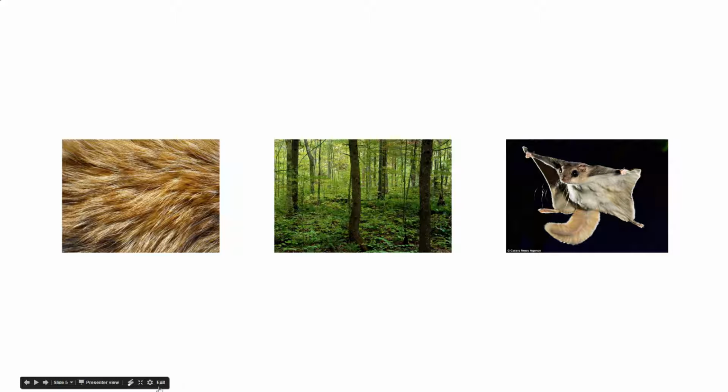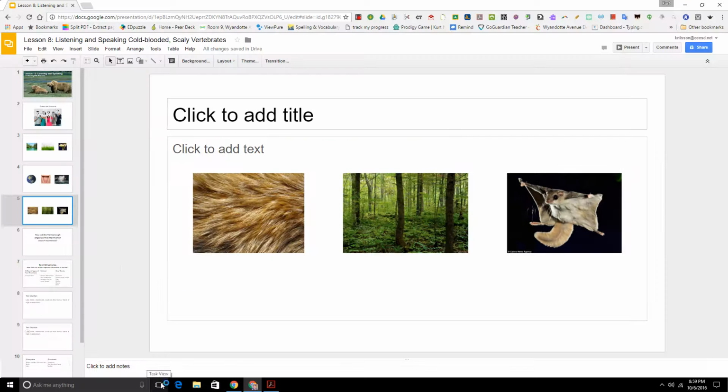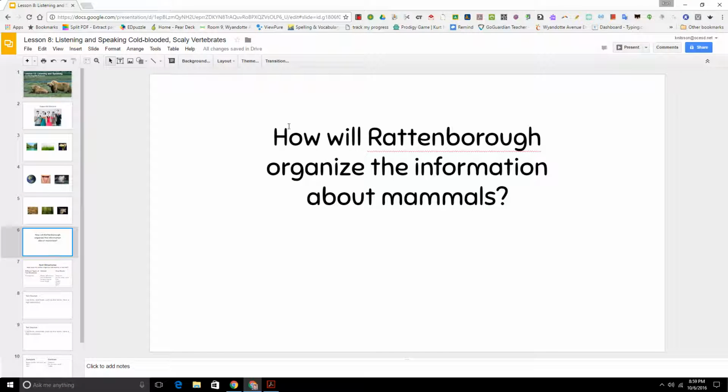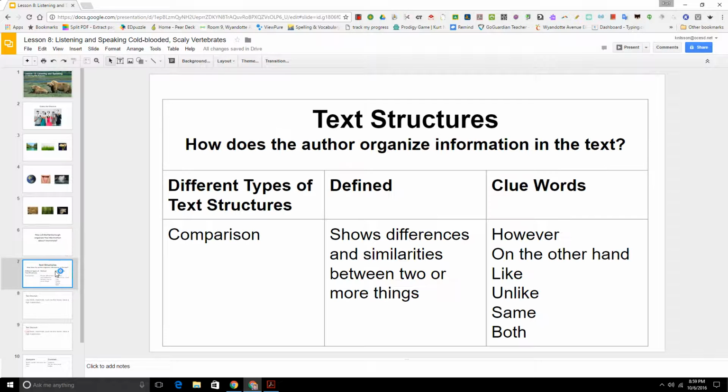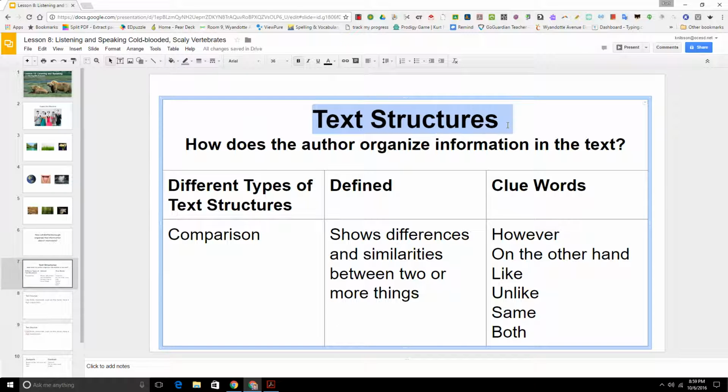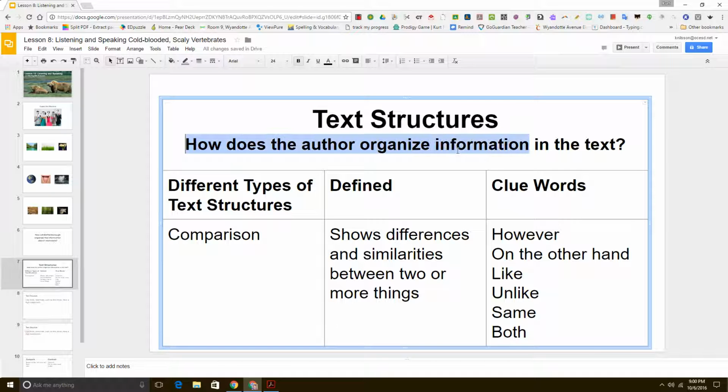All right, boys and girls, today we're going to be also working on how the text is organized. So I want you to think about, how will Rattenborough organize the information that he's going to present in the read aloud? Well, I want to show you something that can help you understand how it's going to be organized. Remember, these are called text structures, and we've worked on these before. Text structures are all about how an author organizes information in the text.